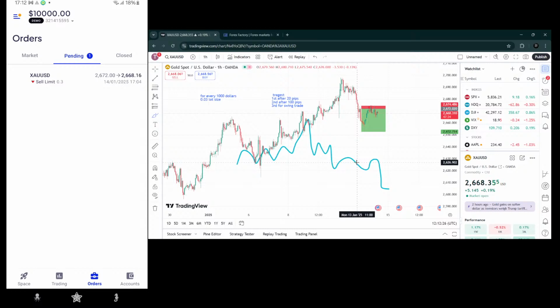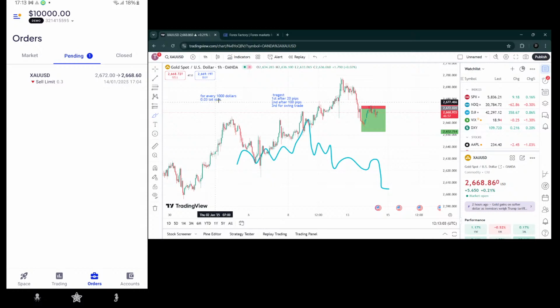So if you are watching my channel, then this is the first setup. For example, this is the first setup that I'll go for the sell. For example, if the market doesn't go our way and goes another way, then there will be the same lot size at 2674. I will open according to $1,000, 0.03. For example, we are going for the sell with $1,000.